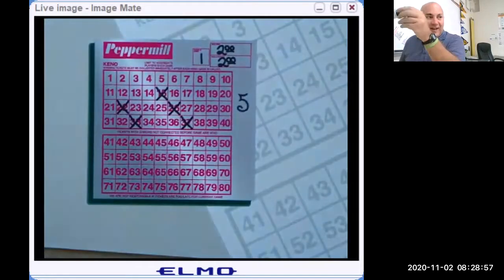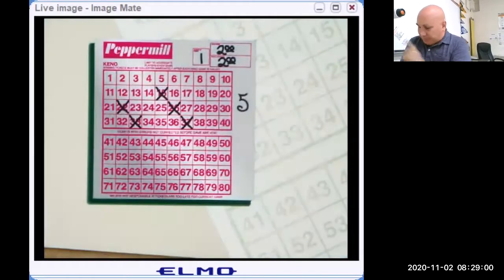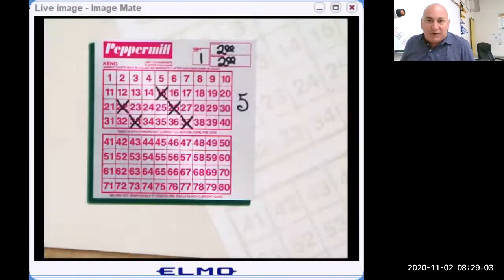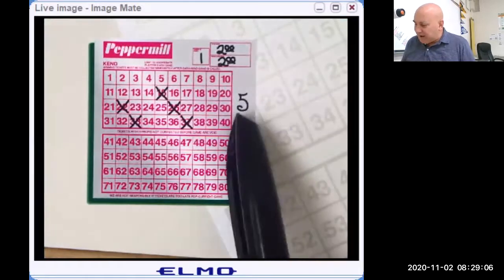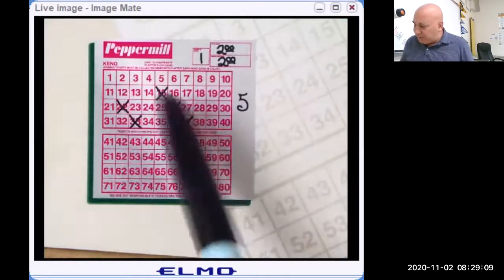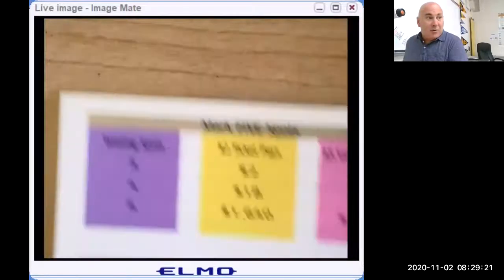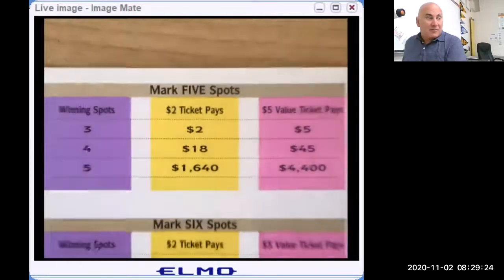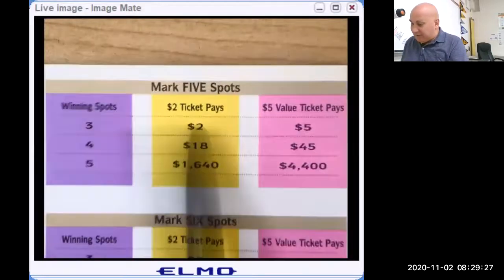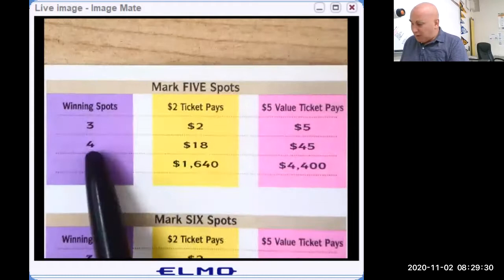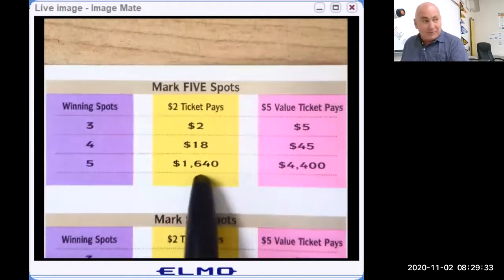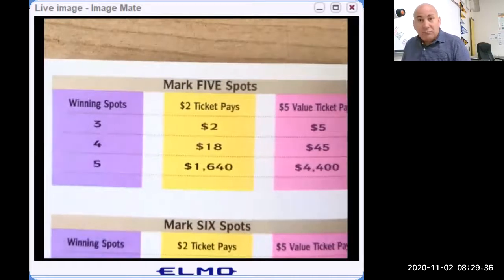This is a five-spot game of Keno. There are 80 numbers, and you can pick a one-spot, a two-spot, a three-spot, however many. This is a five spot, so this person chose these five numbers out of 80. And they paid $2 for this game. Let's take a look at what the payout is. So mark five spots. If they get 3 out of 5, they get their money back. 4 out of 5, 5 out of 5. Like I said, kind of like the lottery, but you get to pick however many you want.